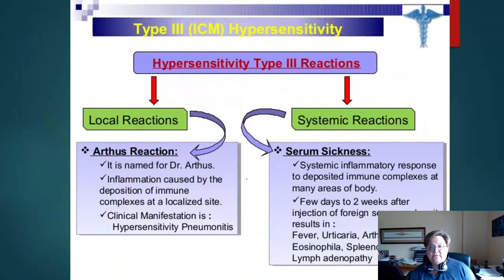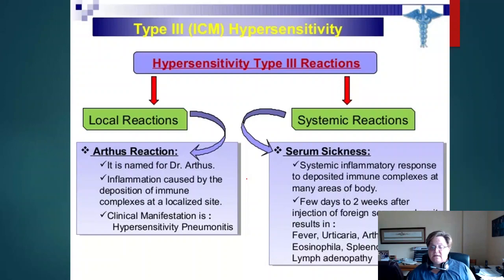Type 3 hypersensitivity reactions can either be local or systemic. So local reactions are inflammation caused by the deposits of immune complexes at localized sites. And so we'll have some clinical manifestations at that site. So if it's in the lungs, then our patient is going to show like an inflammation of the lung fields or the pleural space, and it'll be called a hypersensitivity pneumonitis. It could happen in a lot of different places, but it's localized to a specific area.